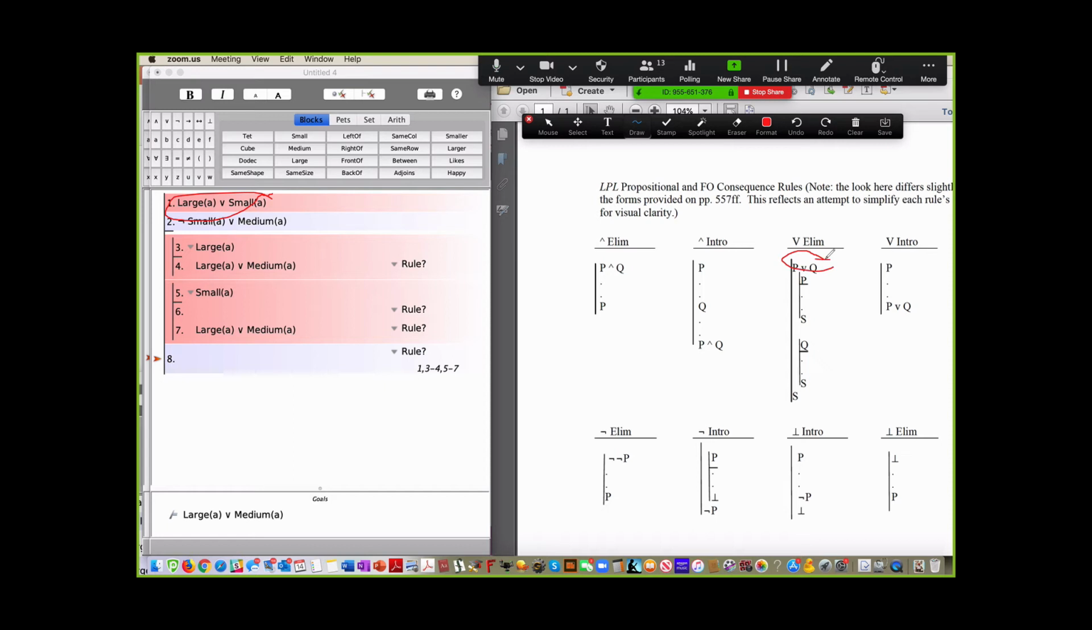Whoa, my annotation is going really slowly.